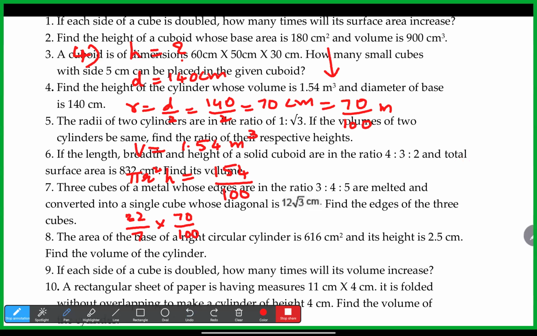Okay, I am substituting. Pi is 22 by 7, r square is 70 by 100 into 70 by 100, into H, which we need to find out, is equal to 154 by 100.